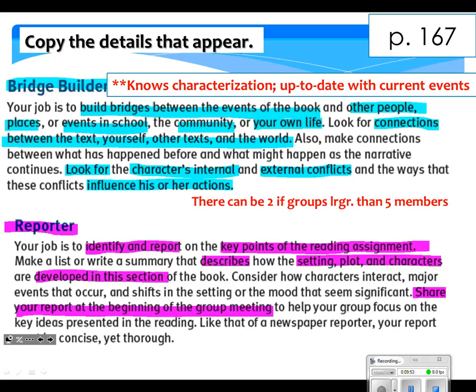What the reporter has to do, he or she is the first person to talk in group meetings. They summarize the story, remind members what it was that we read about, what happened to a specific child that we read about. The report needs to be concise, so it's short, to the point, but it's thorough. It's covered everything.